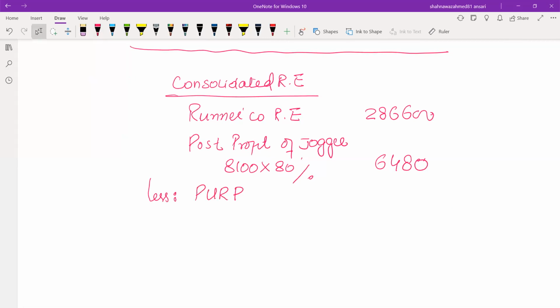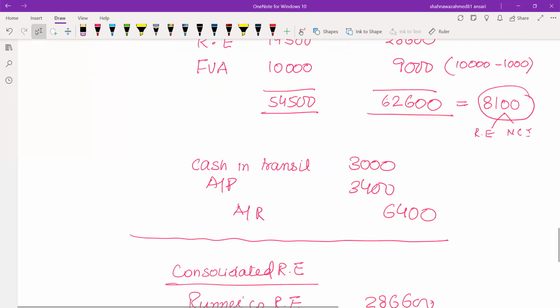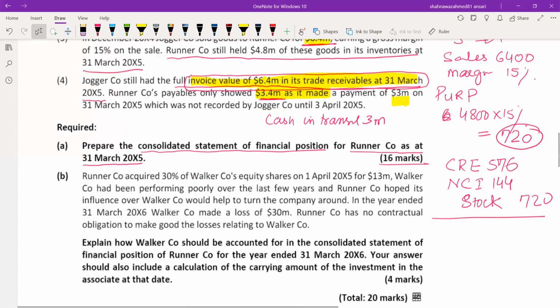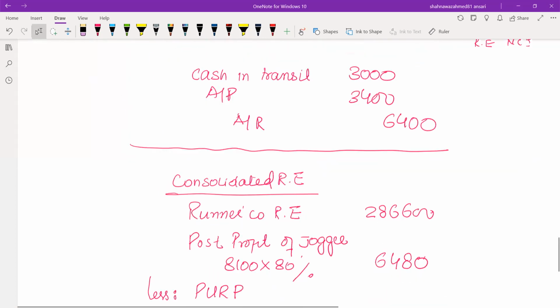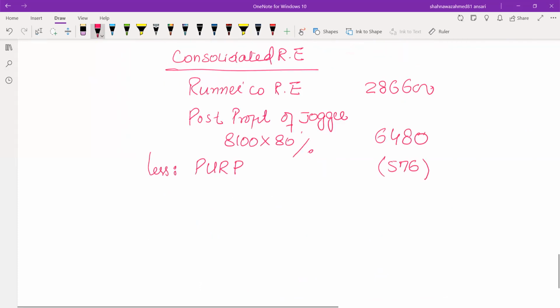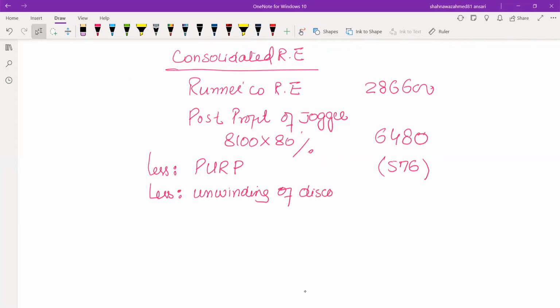PURP belongs to the parent company, and that is PURP is CRE 576 debit. So it's 576 debit. Then is there any other adjustment? So we have one adjustment, that is unwinding of discount against the present value we have calculated of the deferred consideration.